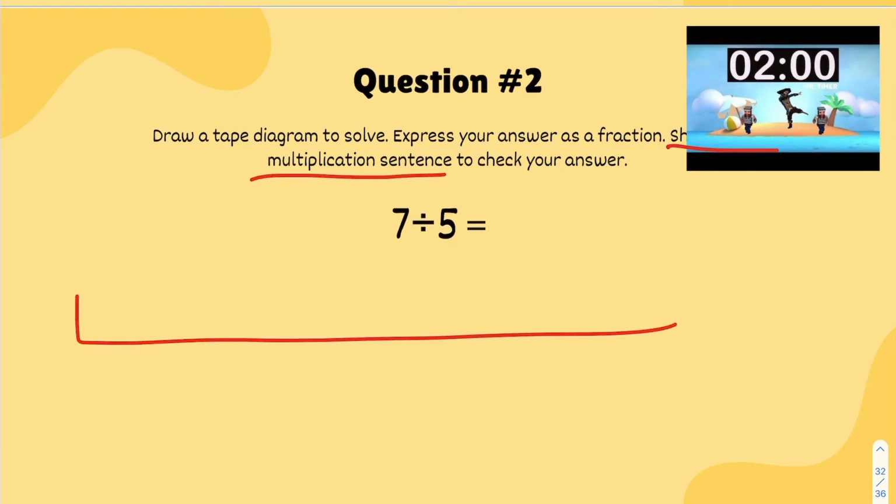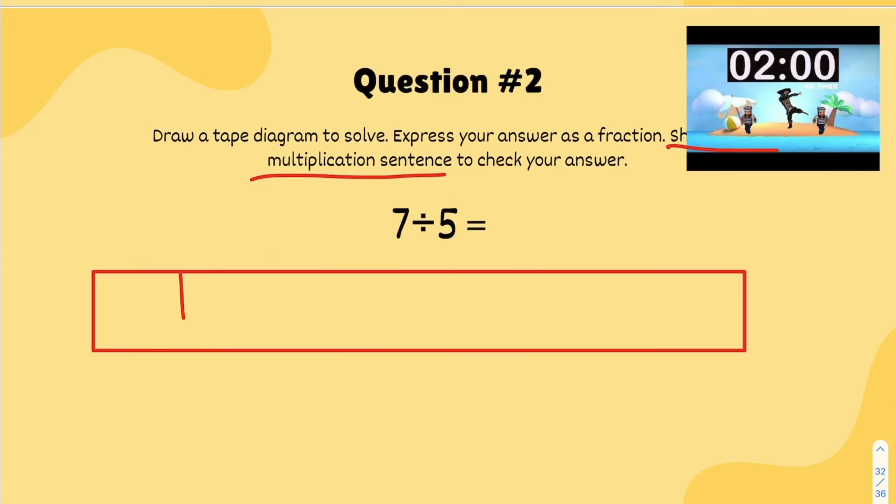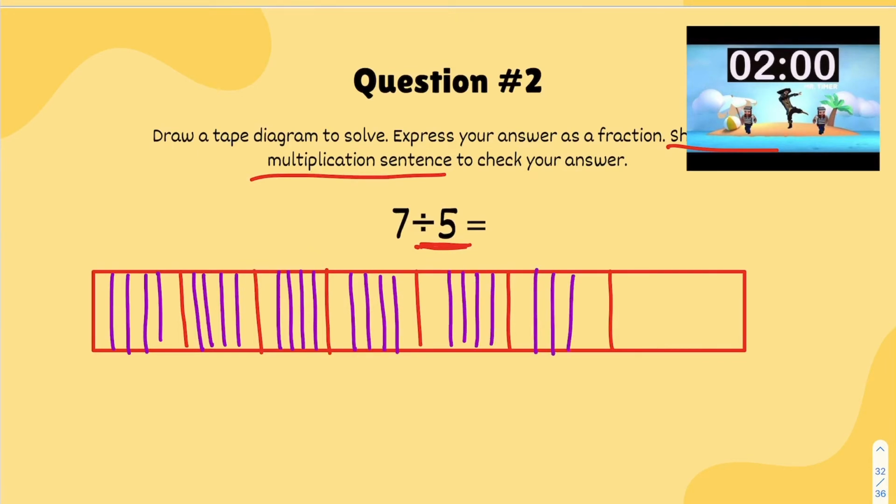So let's get started. We're going to first draw our tape. And we need to split this up into 7. Six, 7. Okay, so there I have 7 pieces. The next thing that we do is we're going to split this up into 5. So I'm going to use a different color. Alright, so there we have it split into 5 for each of the units.